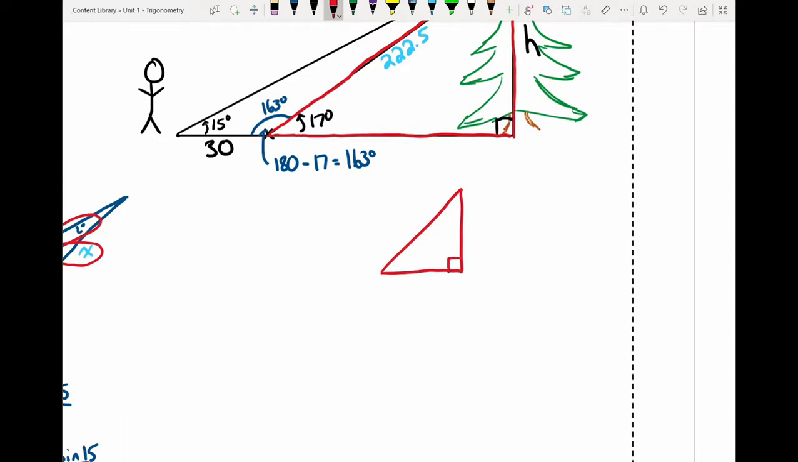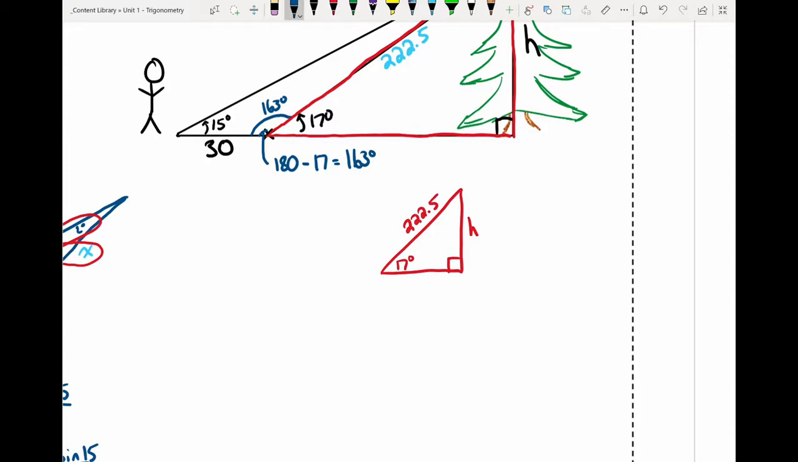In the red right angle triangle, I know 17 degrees, so I'm just getting this information straight from the picture. I know the 17 degrees. Height, I don't know. I know the 90 degrees, I don't know the bottom length, and I do know that this top length is 225.